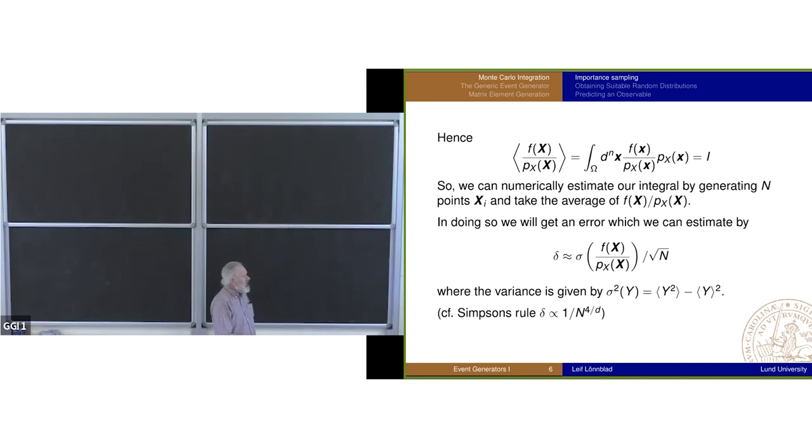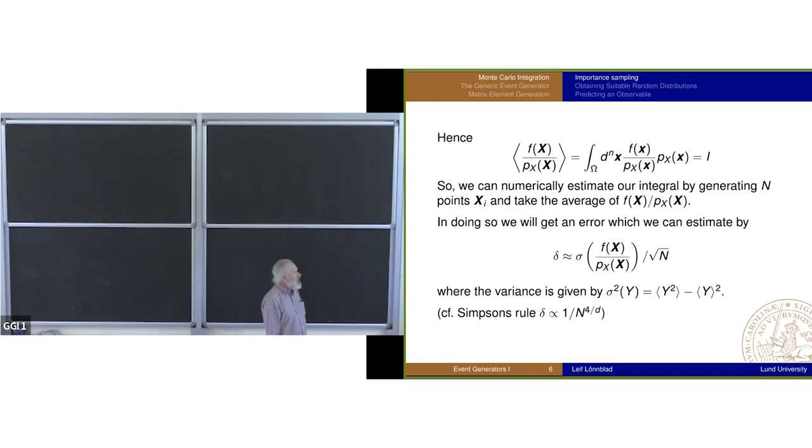And the error is proportional to the variance in this thing that you measure. If it varies wildly, then you will get a bad approximation. And if it doesn't vary at all, then you get a perfect approximation. It's easy. Now, the error you get is proportional to 1 over the square root of the number of points you have to generate. And that seems like a bad convergence, right?